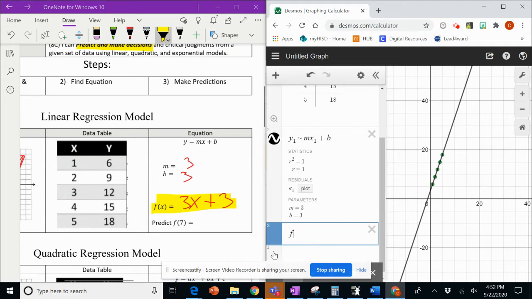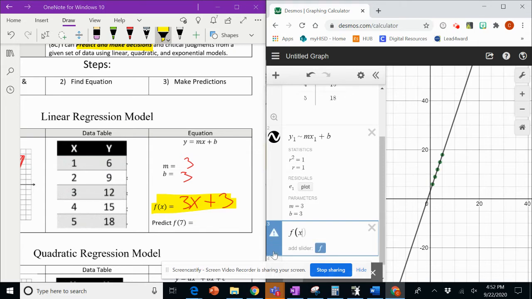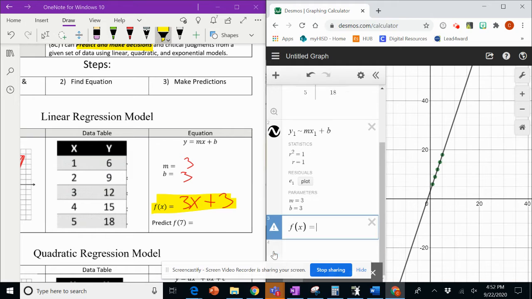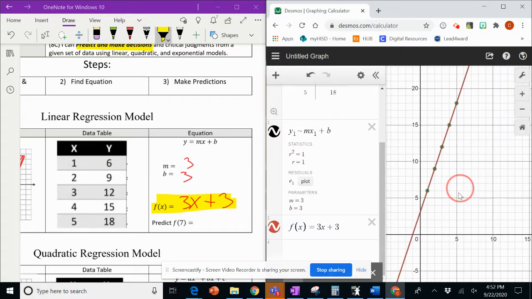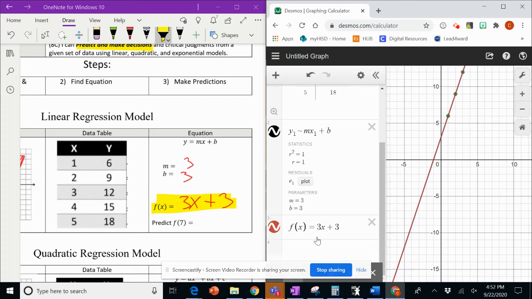So we're going to click f(x) = 3x + 3. And when you do that, your line should go straight through your data points. That's how you know you have the correct line.